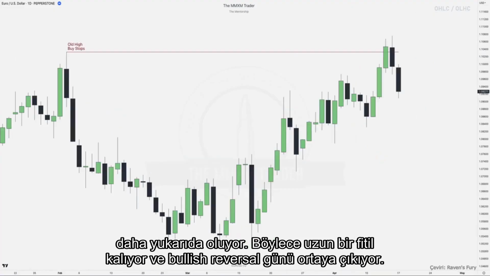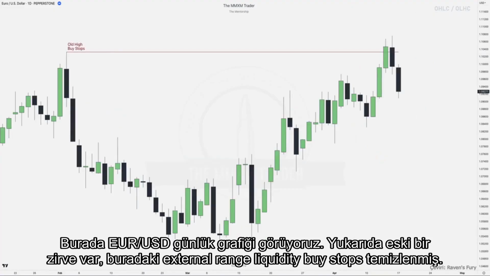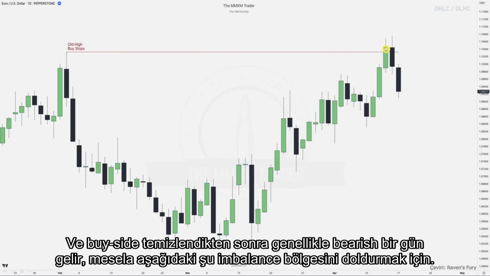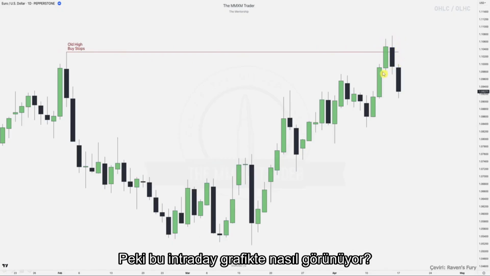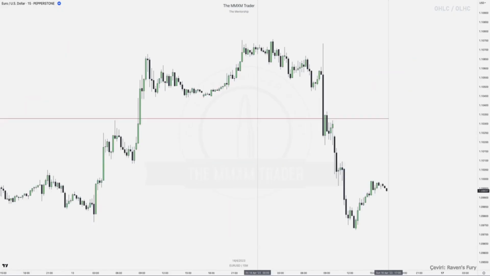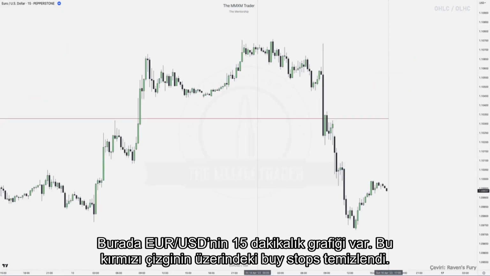Right, over here we've got a Euro USD daily chart. We've got an old high up here. External range liquidity buy stops over here have been purged, and then after we run buy side over here, it's likely that we have a bearish day afterwards to fill up an imbalance, for instance this imbalance down here. So how does that look like on an intraday chart? So we got this Euro USD 15-minute chart, right?